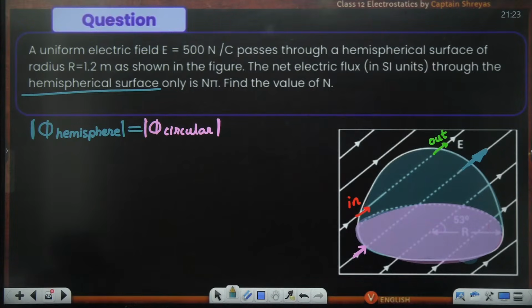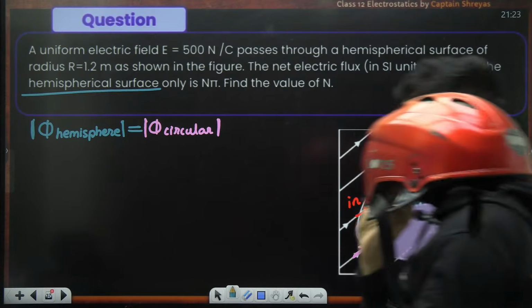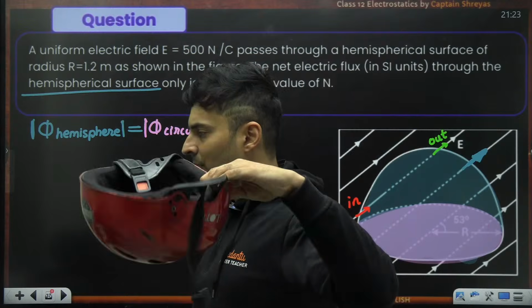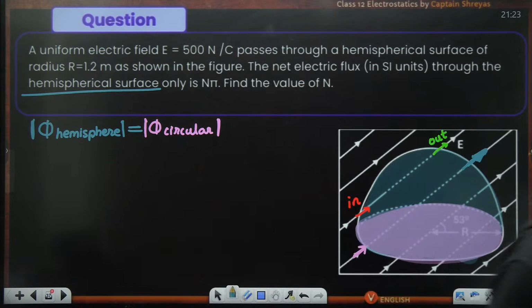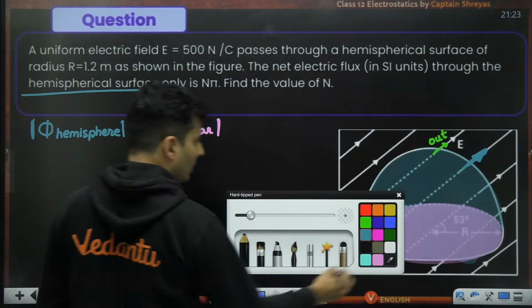By coincidence, I have a helmet. It looks like this. A hemisphere is like this. It has a circular base over here. So this is like a hemisphere. Okay, perfect. So what is the flux through the circular base?